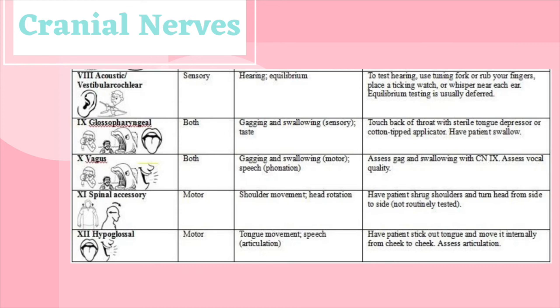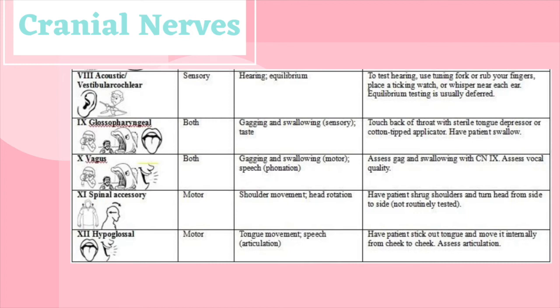So 9 is glossopharyngeal, which is for both sensory and motor: gagging and swallowing, and of course taste. Touch back of throat with sterile tongue depressor or cotton tip applicator. Have patient swallow. Then vagus nerve, which is cranial nerve 10, which is also both sensory and motor: gagging and swallowing, and speech. Assess gag and swallowing with cranial nerve 9. Assess vocal quality.